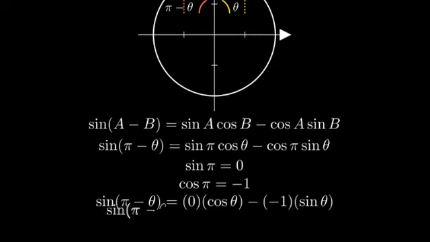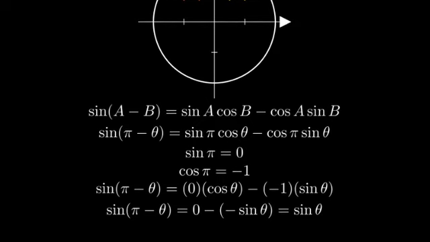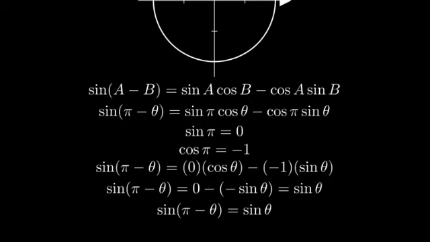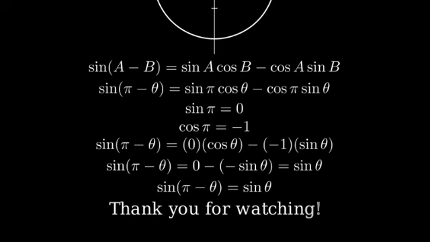Simplifying, 0 times cosine theta is 0, and -1 times sine theta is negative sine theta. When we subtract a negative, we get a positive. Therefore, we have proven both visually and algebraically that sine of pi minus theta equals sine of theta. This identity is particularly useful when working with trigonometric equations and when analyzing periodic functions.